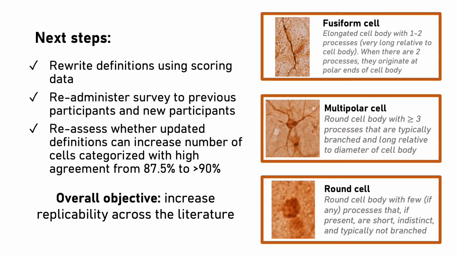In terms of next steps, we've already rewritten our definitions, which you can see here on the right, using the scoring data, the decision tree data, as well as a few other findings from random forest model analyses. We've re-administered the survey, or we're in the process of re-administering the survey, to previous participants as well as new participants, in the hopes that these updated definitions can increase the number of cells categorized with high agreement from 87.5%, which was the finding from our initial survey, to over 90%. And remember, the overall objective here is to create a new classification scheme that can be adopted, ultimately increasing replicability across the literature.